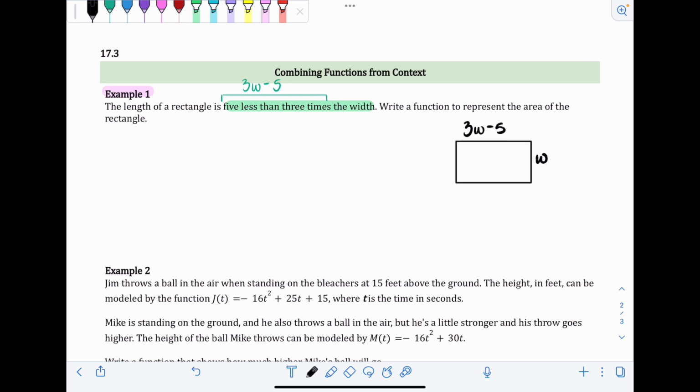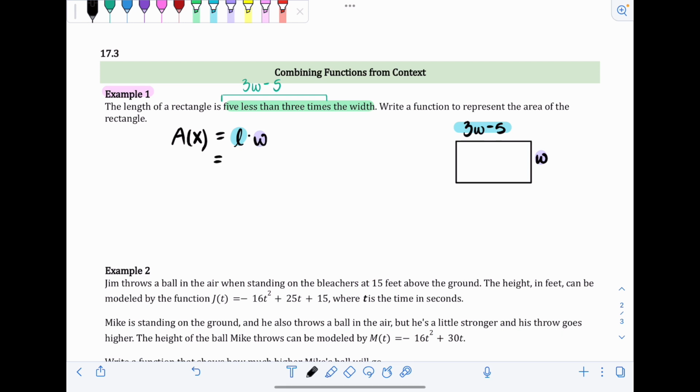And then we want to write a function that represents the area of the rectangle. So I'm going to call it a of x for area. And the formula for the area of a rectangle is length times width. So our length is 3w minus 5, so we'll put that in for L. And then our width is just w, so we'll put w in for the width. It's already there, but we'll keep it the same.